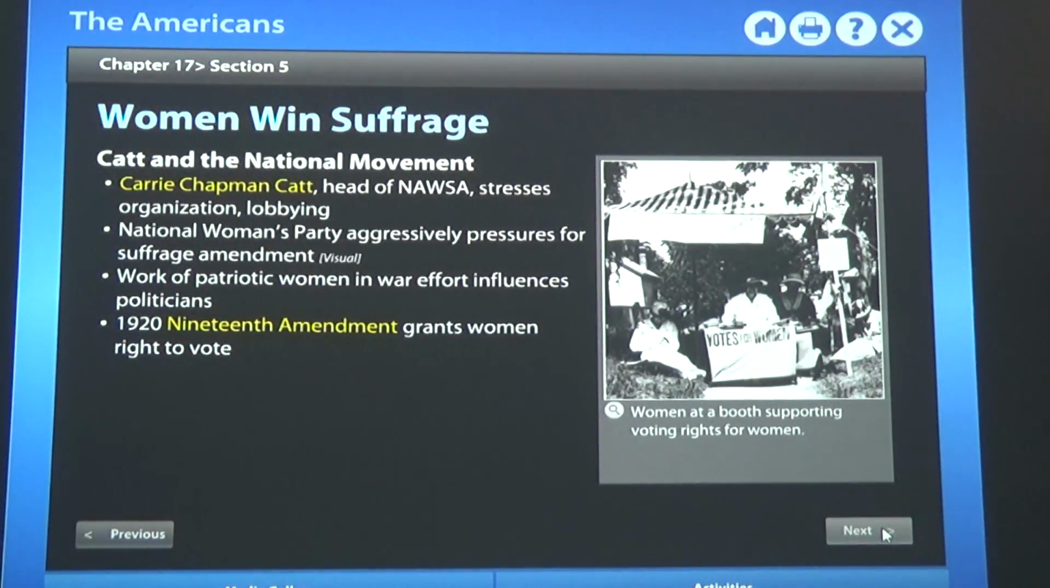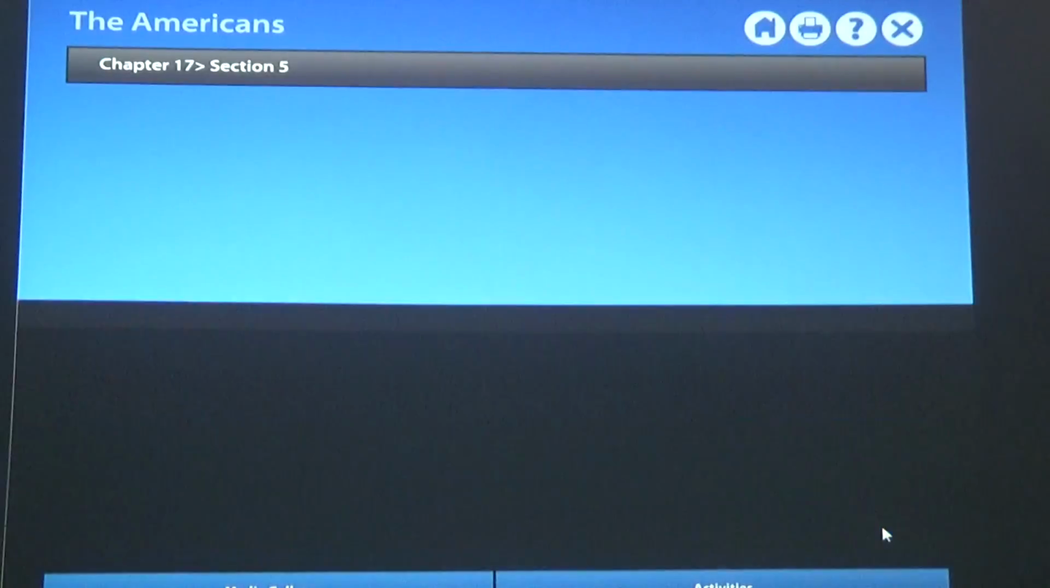Carrie Chapman Catt is the new head of NAWSA now that Susan B. Anthony has passed on, and she stresses organizing and lobbying. And by 1920, the 19th Amendment is passed, granting women the right to vote. So by the end of the Progressive Era, that kind of ends the Progressive Era itself. 30 years is a long time to keep a sustainable movement, and also World War I, the outcome of that, led to changes in our country towards a more conservative, right-wing kind of movement during the 1920s.